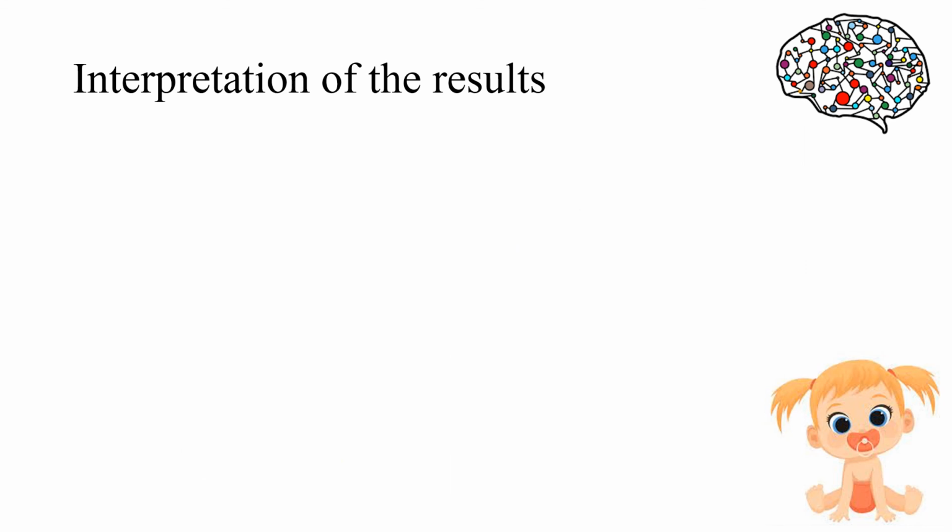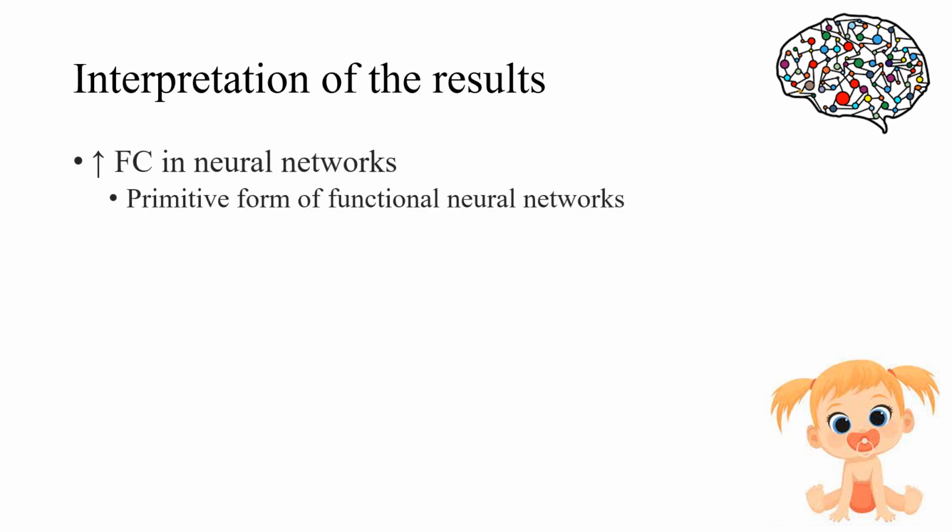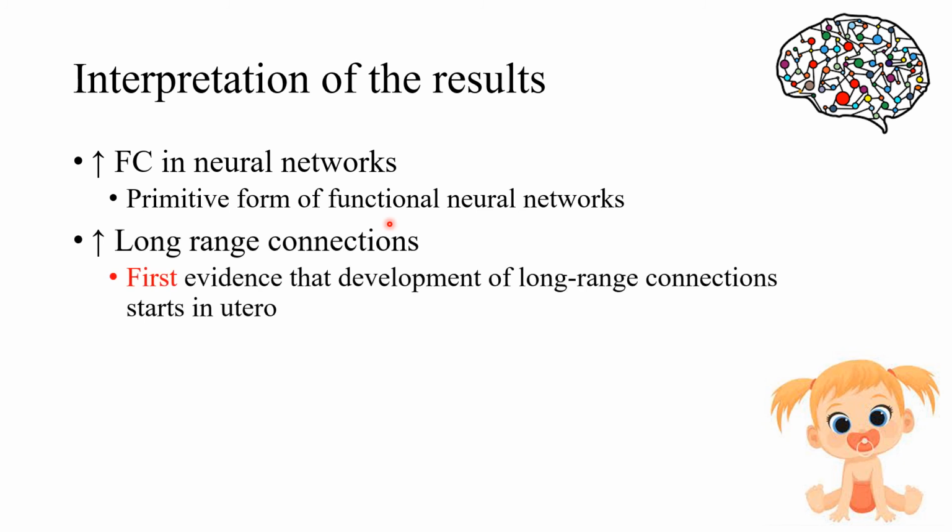So what do these results mean? Firstly, they identified the primitive form of functional neural networks in fetal brain, as well as their development across different ages. Moreover, this study actually discovered the first evidence that development of long-range connections start in utero.